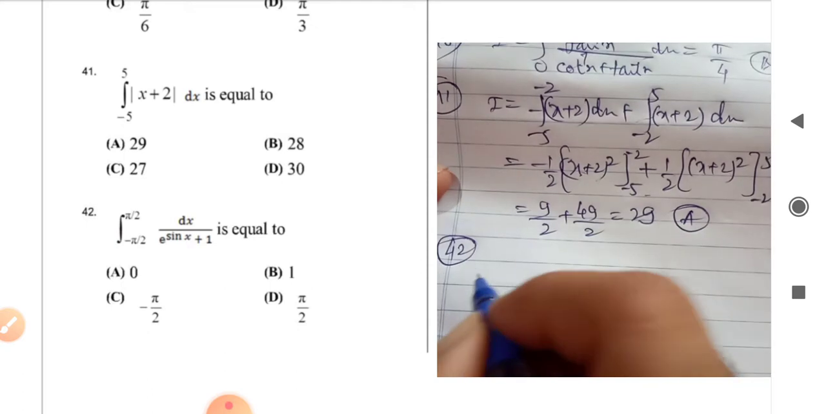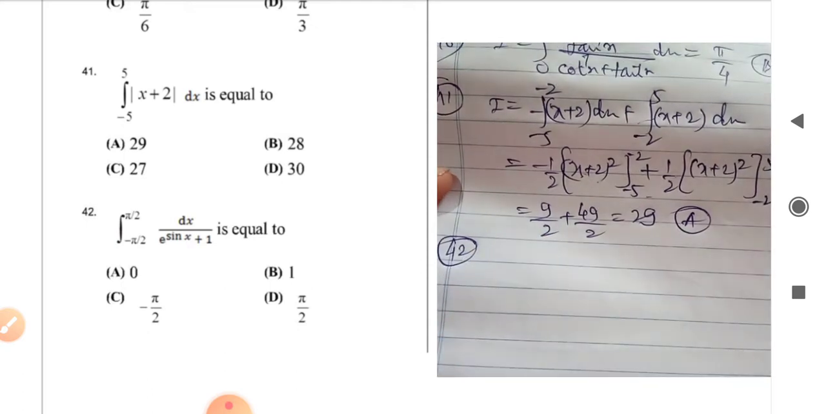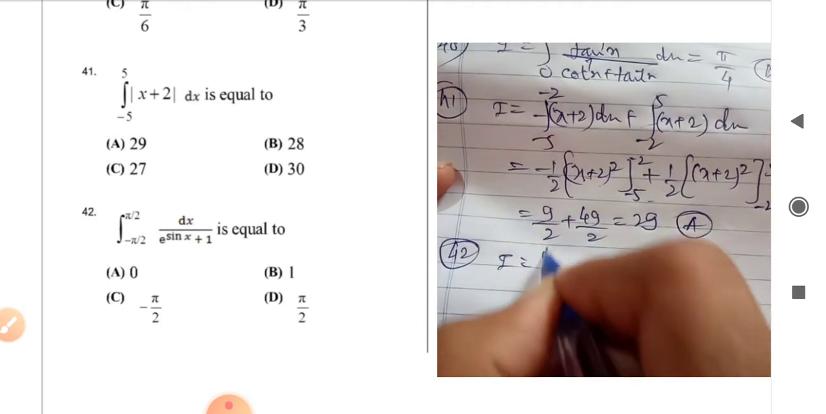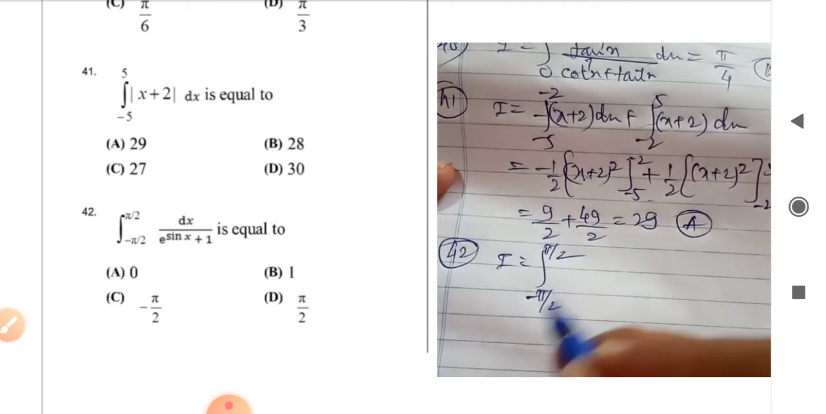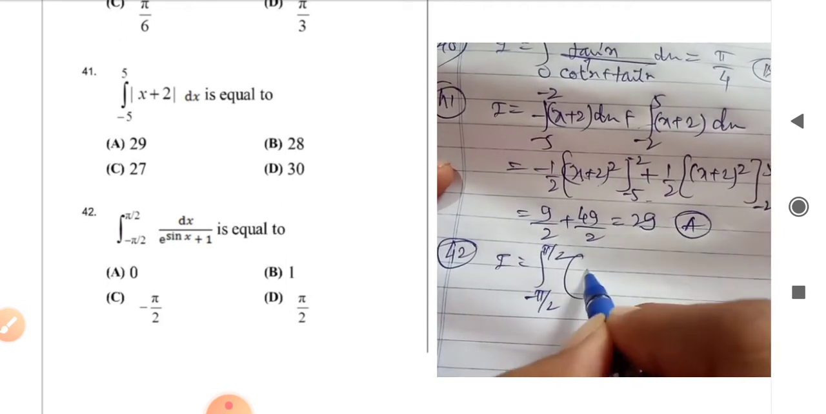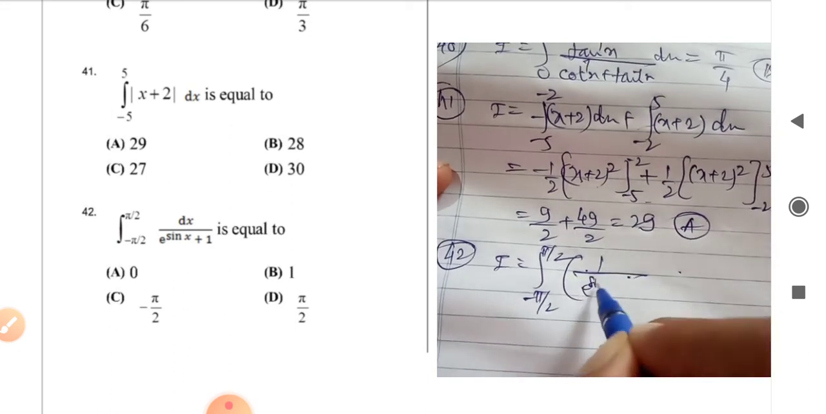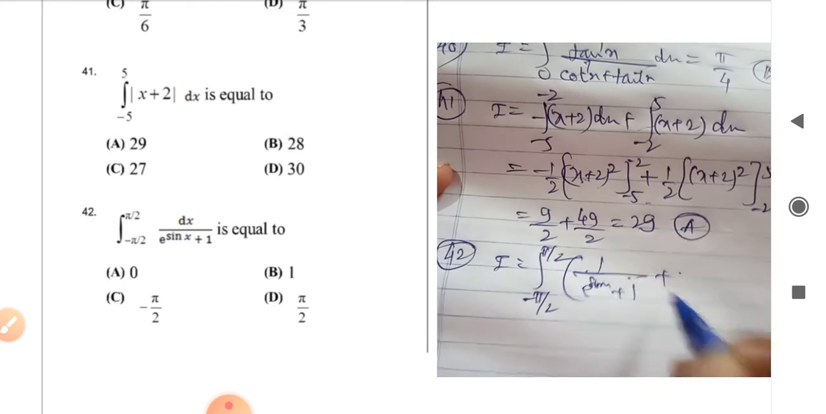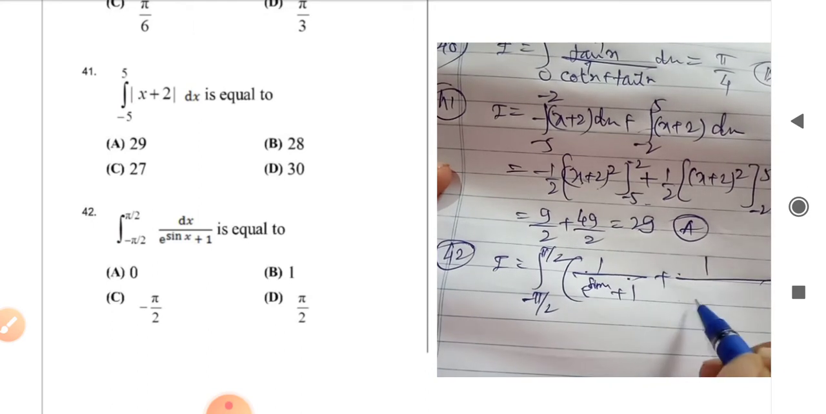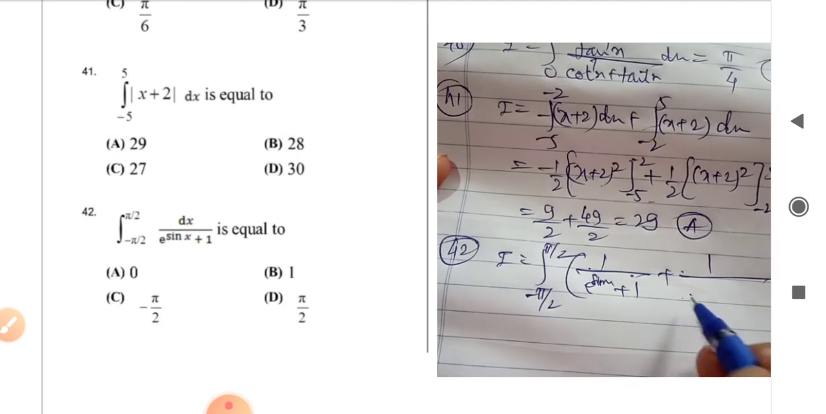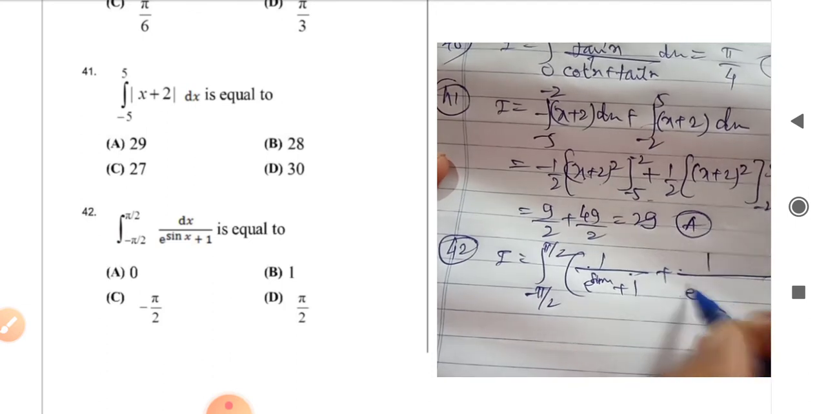Okay. And 42nd question, just I will go to that again. This is a very simple problem. My dear students, remember the property of this one, minus a to a if it is present. So always what you do is f of x plus f of minus x. Okay, 1 divided by e raised to sin x plus 1, plus, let us put 1 divided by e raised to, in the place of x you have to put minus x, that is e raised to minus sin x, correct.